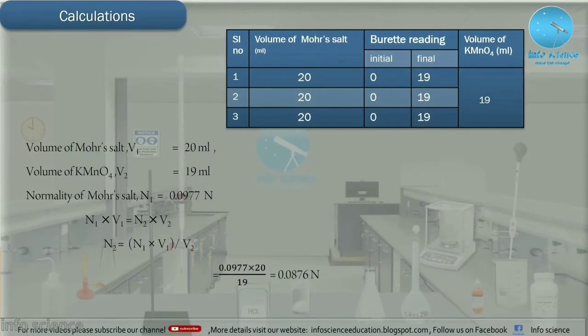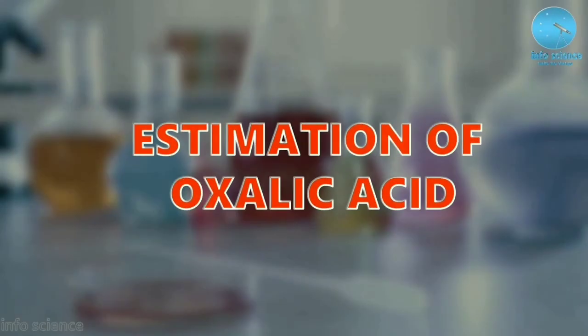So volume of Mohr's salt V1 is equal to 20 ml, volume of KMnO4 solution V2 is equal to 19 ml. Normality of Mohr's salt solution N1 equal to 0.0977 normal, which we have calculated in the first procedure, and the equation is N1 V1 equal to N2 V2, where N2 is the normality of KMnO4 solution. By calculation we get the normality of KMnO4 solution as 0.0876 normal.